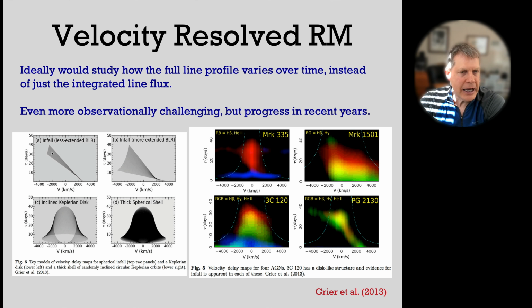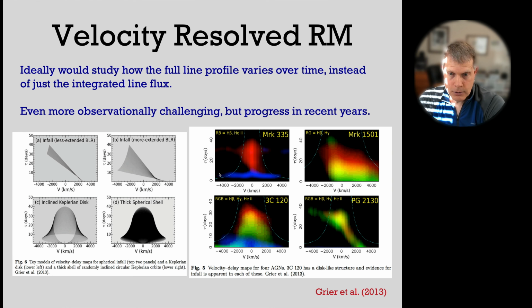And so basically, infall produces an overall velocity delay map that broadly looks like this, with the exact extent of it depending upon the extent of the BLR. It can look like this for a less extended BLR, like this for a more extended BLR. And people have worked out, using similar types of geometric and kinematic arguments, what an inclined Keplerian disk will look like, what a fixed spherical shell will look like, and what any configuration of matter would look like.